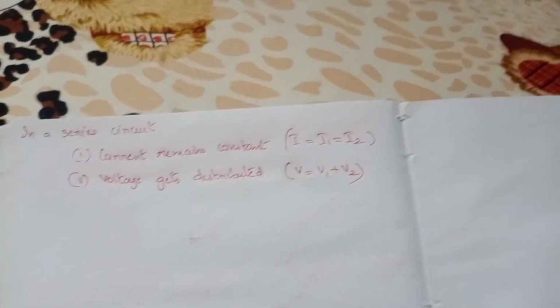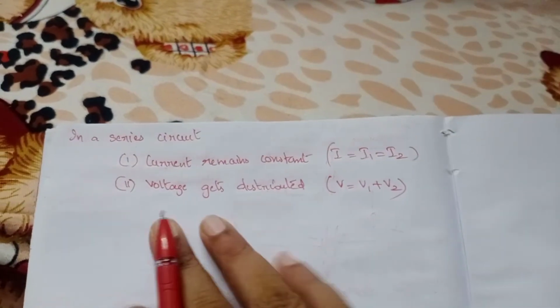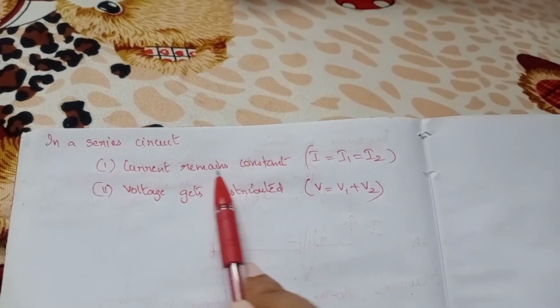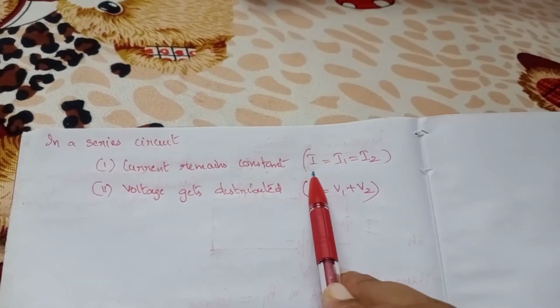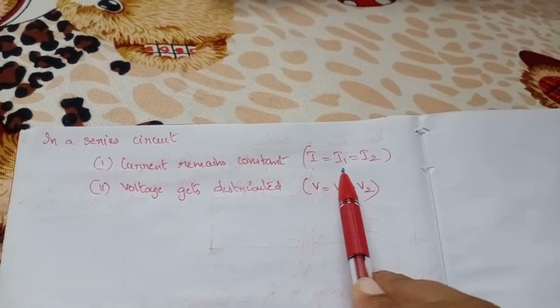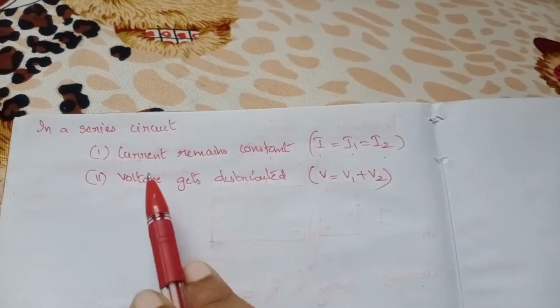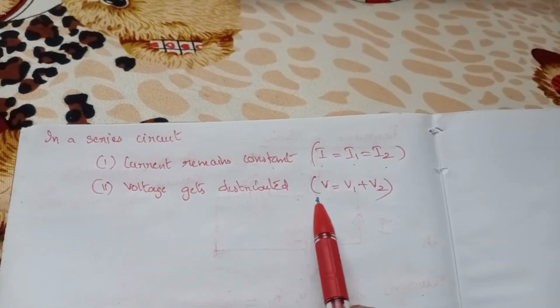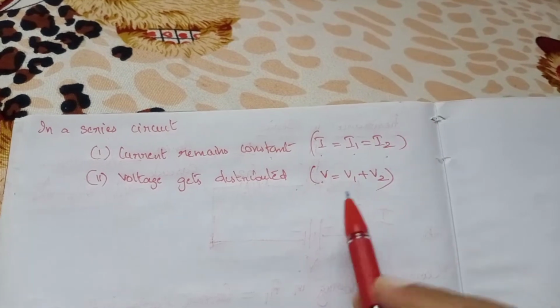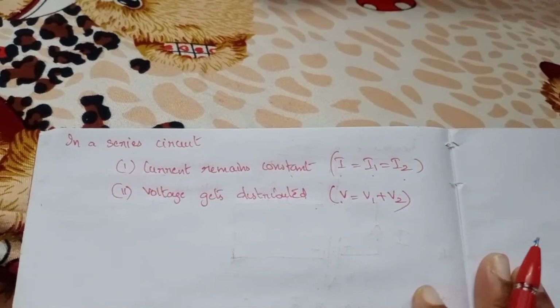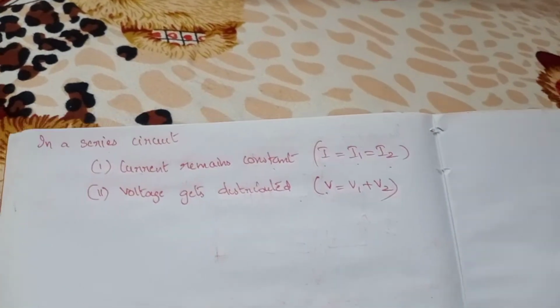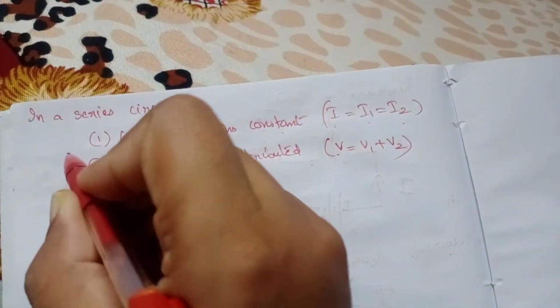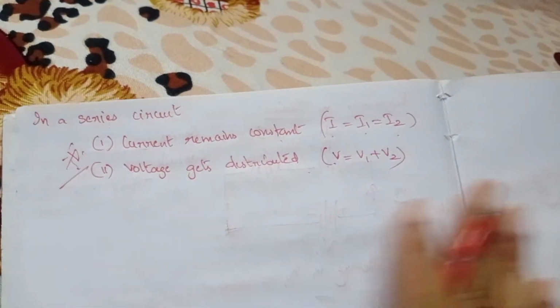Okay, so now we can summarize that in a series circuit, the current always remains constant. That is, the total current I will be equal to I1, which will be equal to I2, and the voltage gets distributed. That is, total voltage V will be equal to V1 plus V2. So this is very important. Okay, and one more thing.